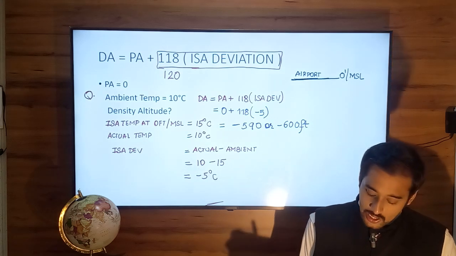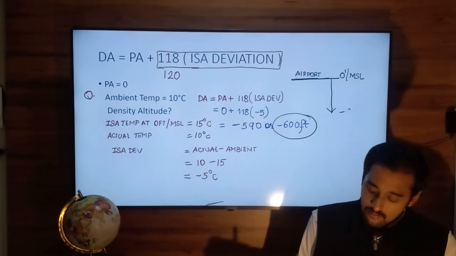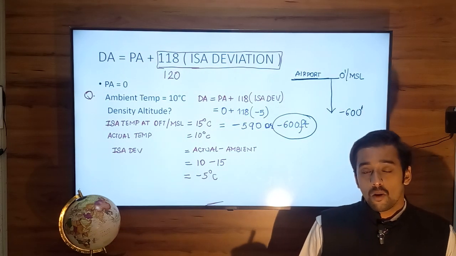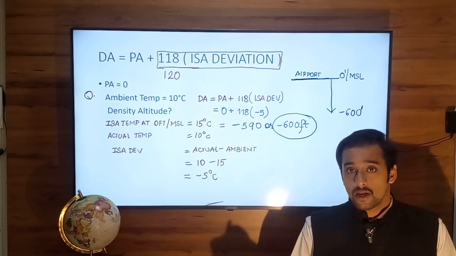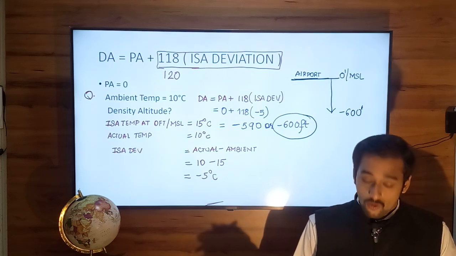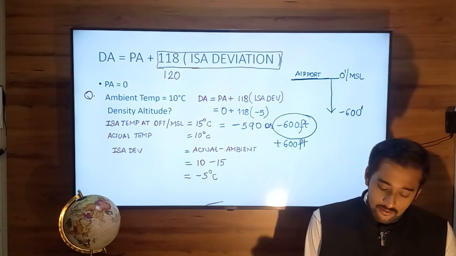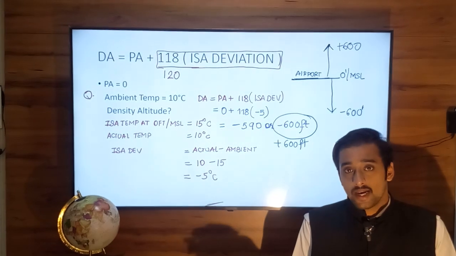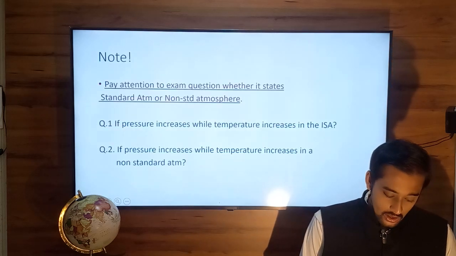In this case, your density altitude is minus 600. That means you are well below the mean sea level, at minus 600 feet. That means the performance produced by your aircraft will be much more than the performance it would have produced at mean sea level. If the density altitude had been plus 600 instead of minus 600, your aircraft would have produced a performance less than at mean sea level. Okay, so this is the whole concept.